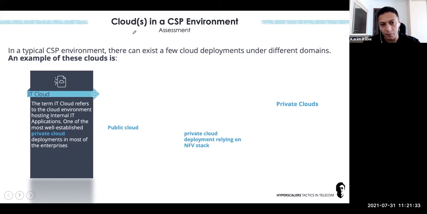I just had a question about CSP. CSP is a communication service provider, which is actually the mobile operators, for example.